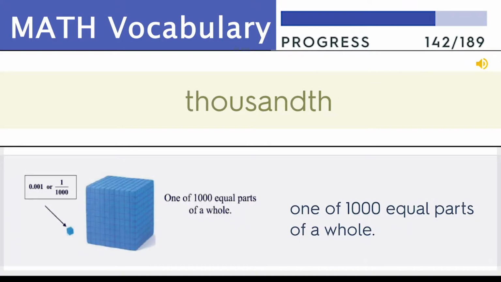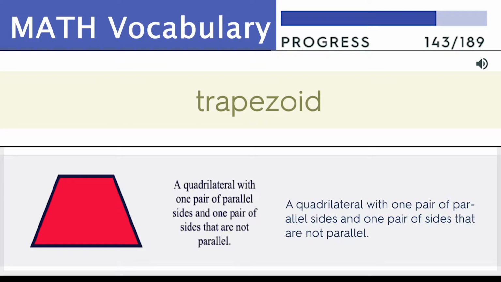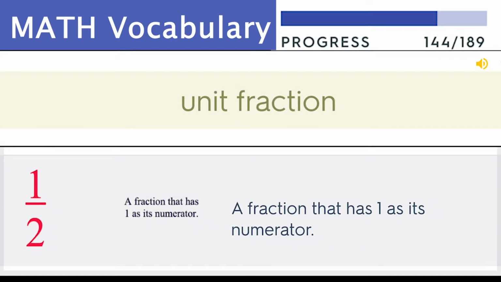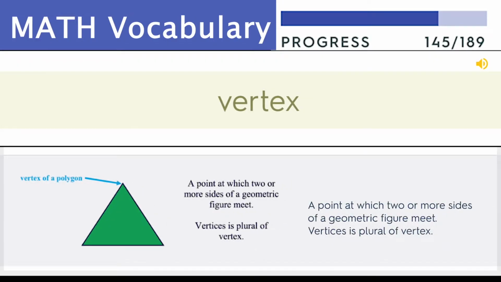Thousandth. One of 1,000 equal parts of a whole. Trapezoid. A quadrilateral with one pair of parallel sides and one pair of sides that are not parallel. Unit fraction. A fraction that has 1 as its numerator. Vertex. A point at which two or more sides of a geometric figure meet. Vertices is the plural of vertex.